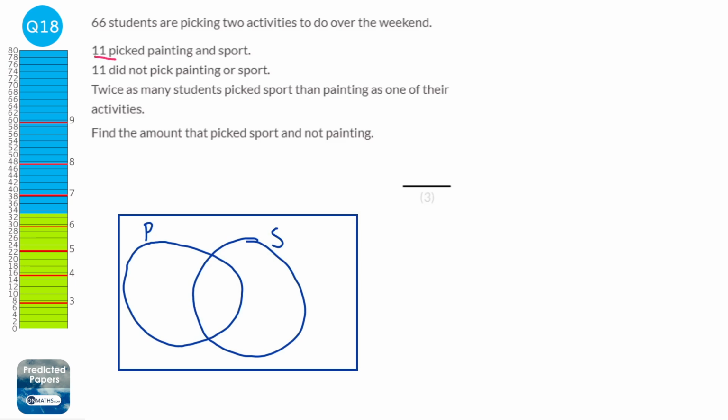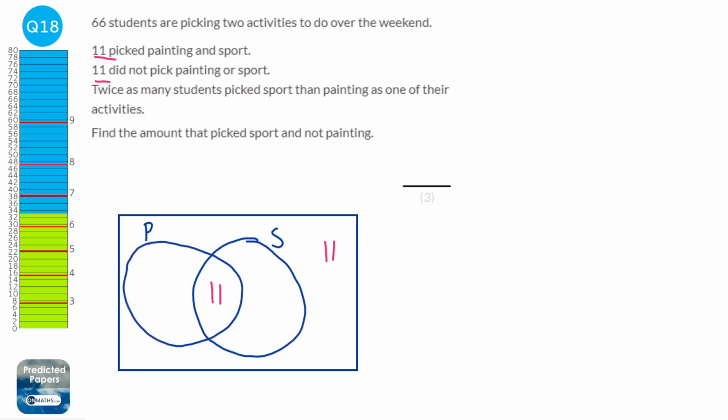So 11 picked painting and sport, so that will go in the middle, because that is painting and sport, and 11 didn't pick painting or sport, so they can sit on the outside. Now here's the problem. It says twice as many people picked sport than painting as one of their activities. So it's saying that the total number in the sport circle is twice as big as the total number in the painting circle.